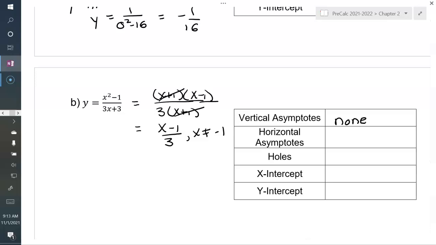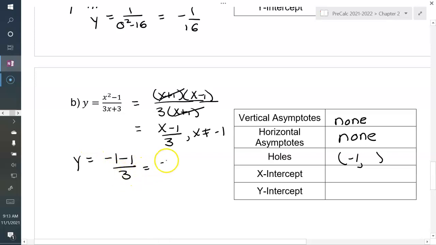Horizontal asymptotes, I have a second degree over a first degree, so none. Holes, well, I do have a hole at x equals negative 1. So let's plug in the negative 1 and get the y-coordinate for that. So negative 1 minus 1 over 3, I get negative 2 over 3. So negative 2/3 is your y-coordinate.